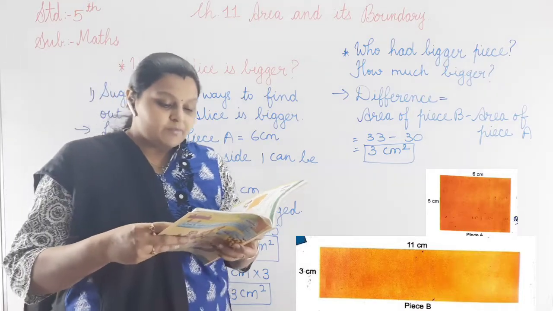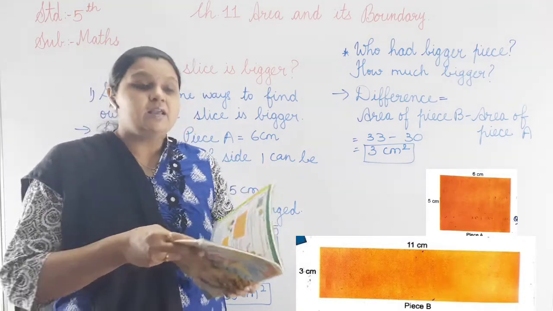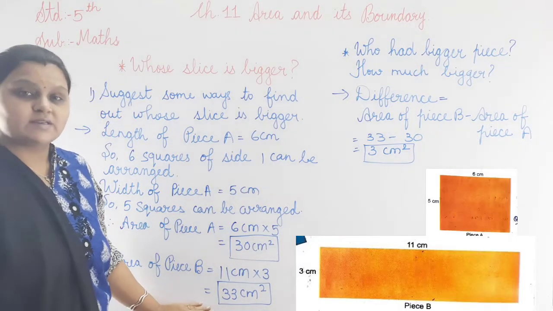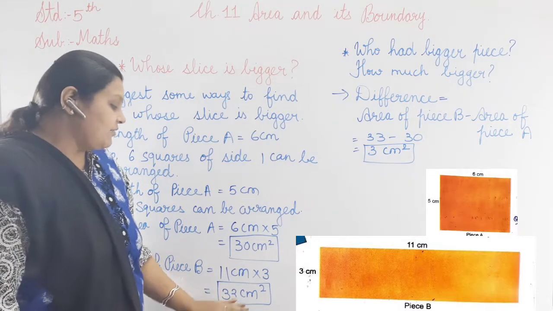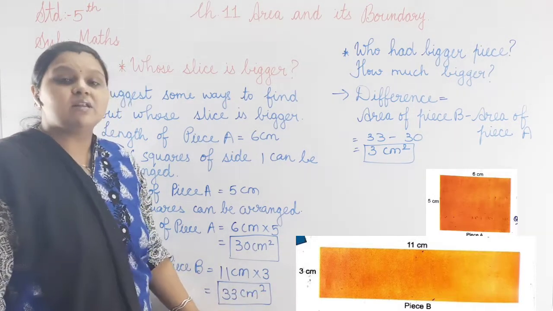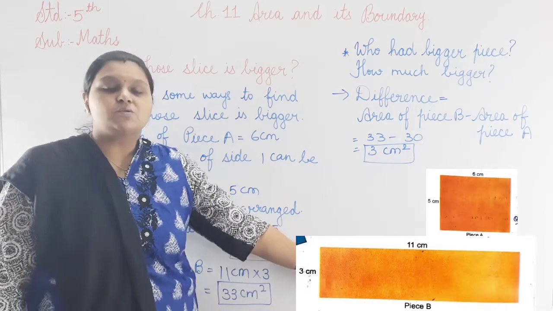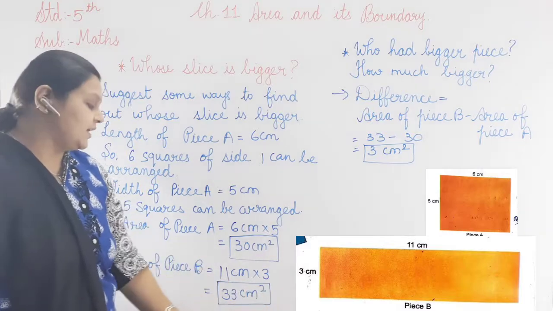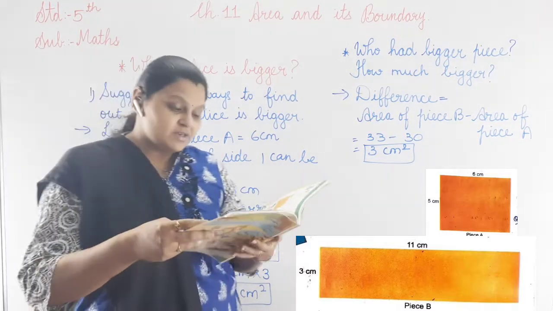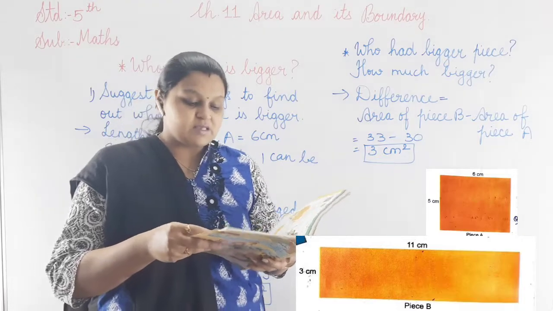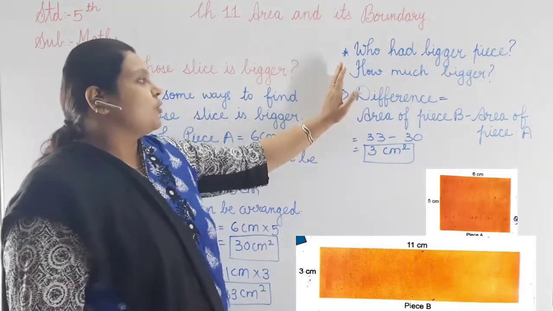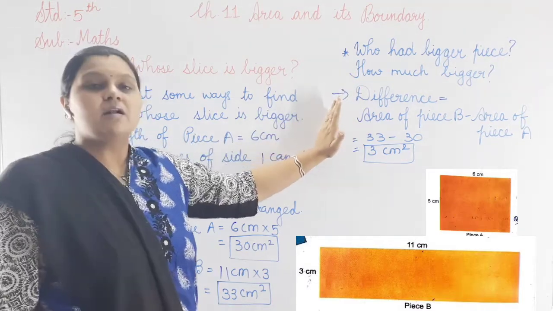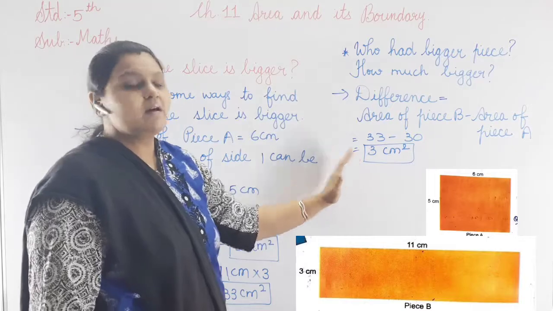Next, in the same way, find the area of piece B. What I told you is that if we count squares, then it will be 11 into 3, which means it should be 33 squares, and if we go through length and width, it is 11 into 3, that is 33. Next question is, who had the bigger piece? How much bigger? If we compare the area of both pieces, we will get the difference, and that difference will be the answer.